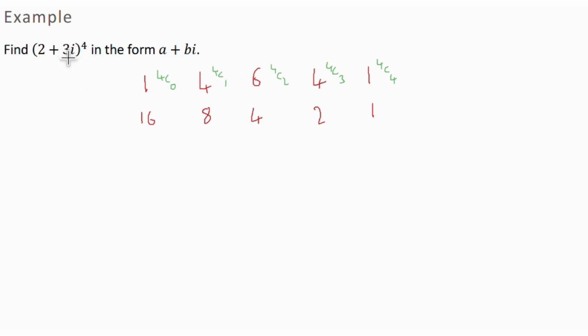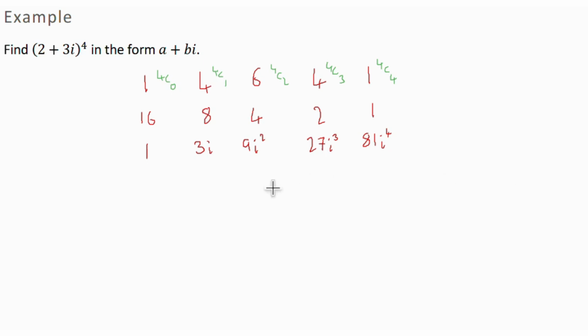And then we do 3i to increasing powers. So 3i to the power of 0 is 1. 3i to the power of 1 is 3i. 3i to the power of 2 is 9i squared. 3i to the power of 3 is going to be 27i cubed. And 3i to the power of 4 is 81i to the power of 4.